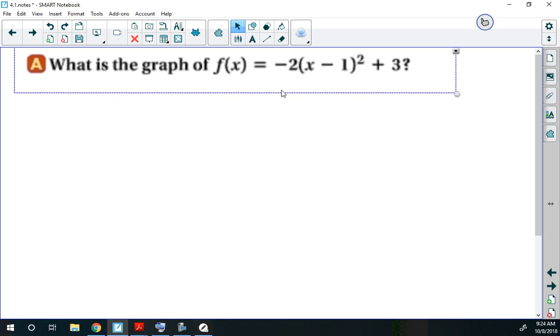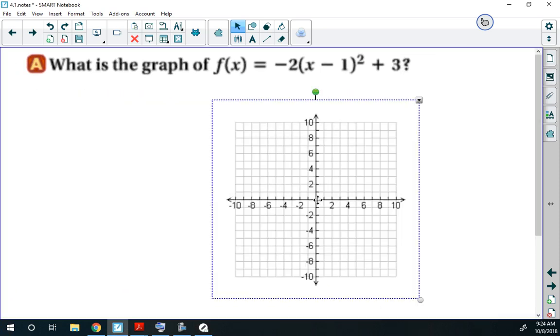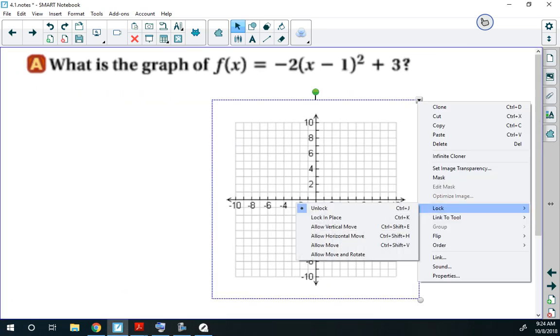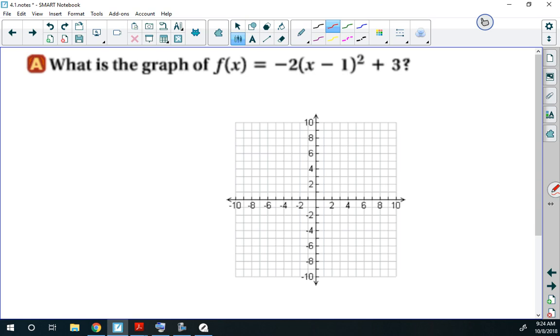So here we go. Let's see if we can graph this one. Remember, when you go to graph it, you always got to start with the vertex. Number one, first step, always find the vertex. So what's our vertex going to be here? (1, 3). It's going to put us in quadrant 1. We'll label that. There's our vertex, (1, 3).